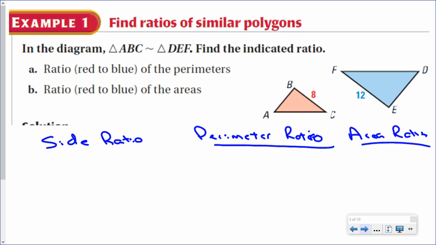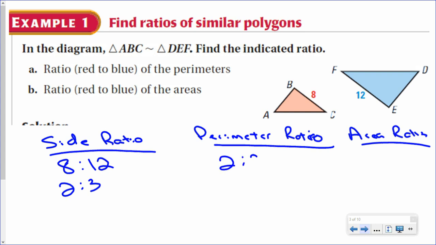Okay, here we go. So the side ratio, 8 to 12. You know it's the side ratio because 8 is on the side. So is 12. Reduce down, you can divide them both by 4. 2 to 3. Nice thing about side ratio in comparison to the perimeter ratio is they're the same. 2 to 3. Area ratio, you square them. 2 squared is 4. 3 squared is 9. And those are the answers they want. They want the perimeter ratio and the area ratio.